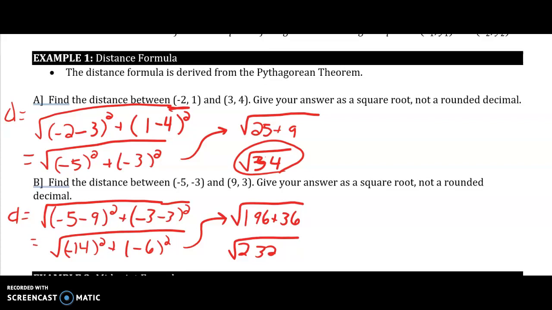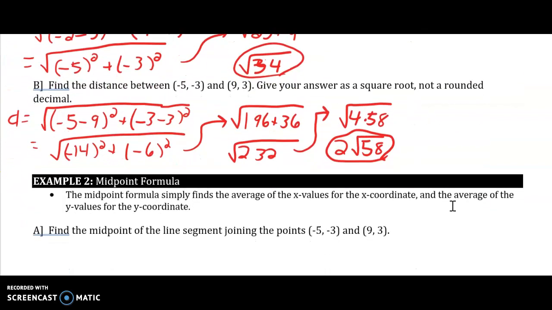So now I have to see if any perfect squares go into it. I believe you can divide it by 4. So it's 4 times, what is it, 58, I think. Let me double check. Yeah. And then 58 doesn't simplify any further, so that's done. So it's going to be 2 square root of 58. There you go. That's the distance. Notice we're not rounding.